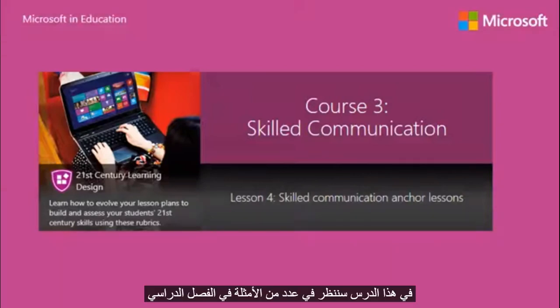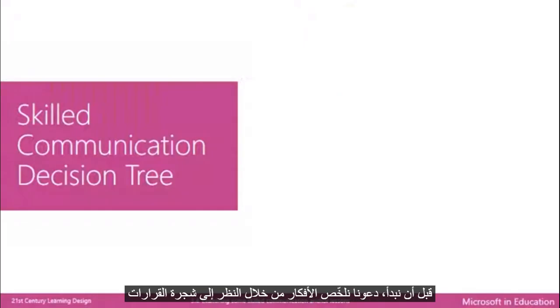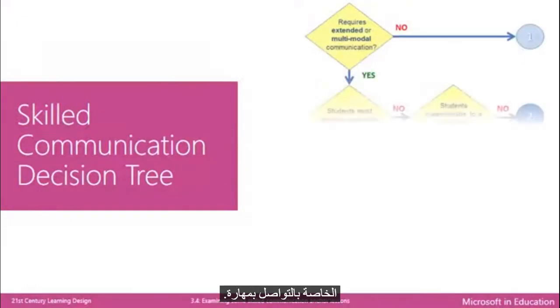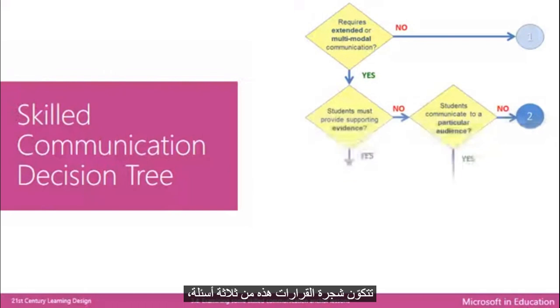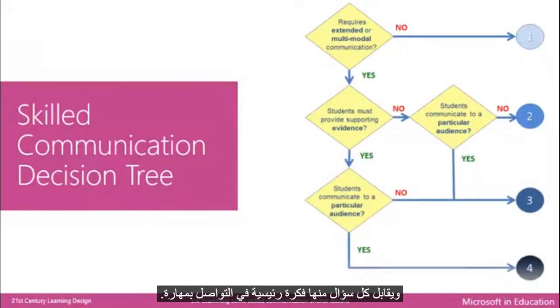In this lesson, we are going to be examining some classroom examples to decide the type and quality of skilled communication that is evident in the learning activity. Before we begin, let's recap by looking at the decision tree for skilled communication. The decision tree is built around 3 questions, and each question corresponds to a big idea in skilled communication.